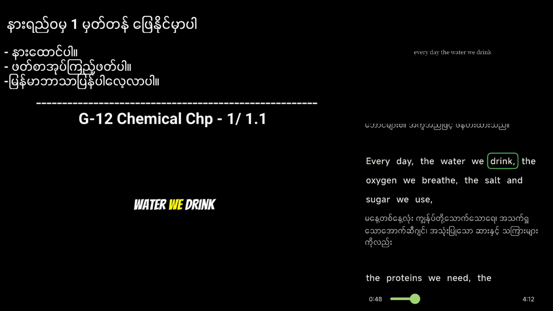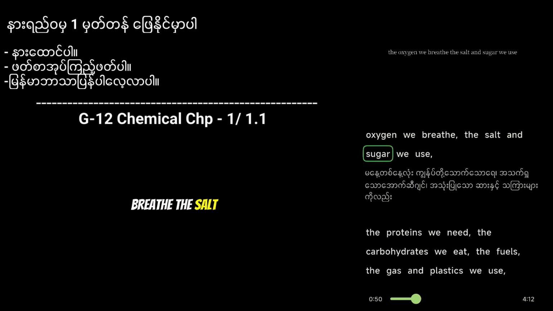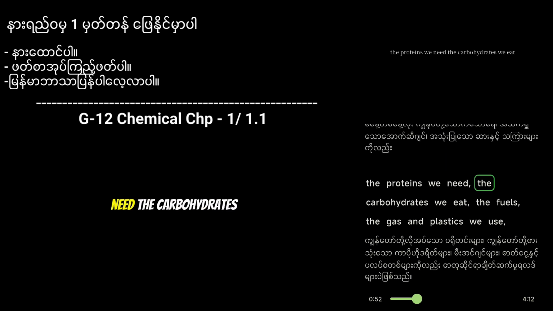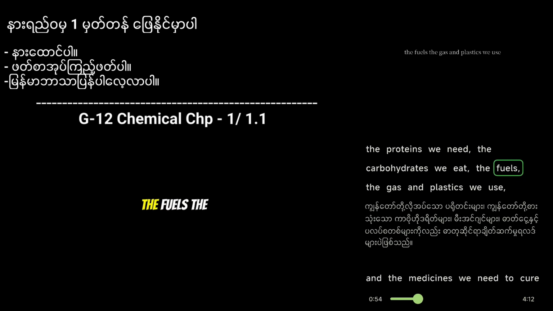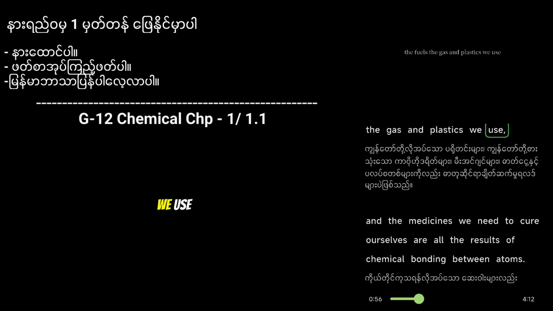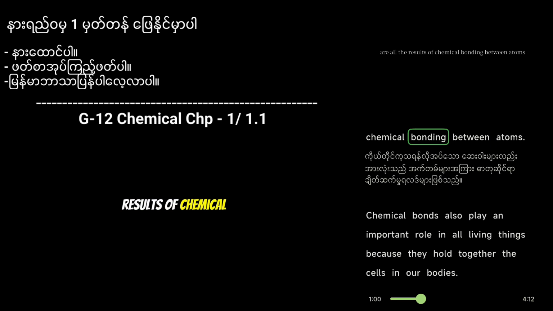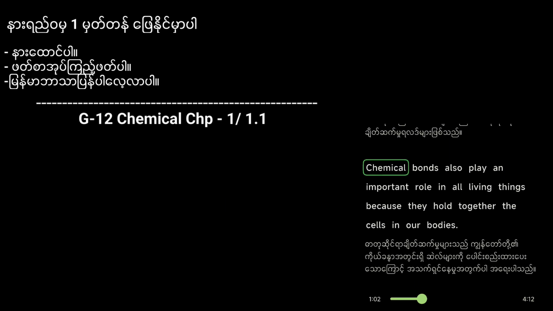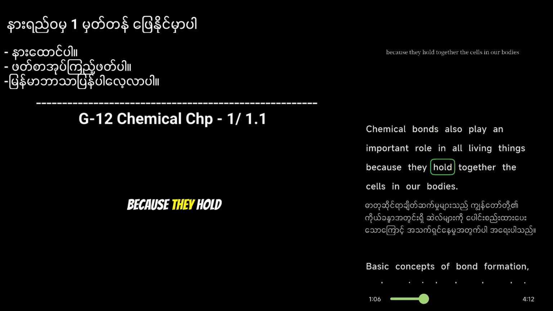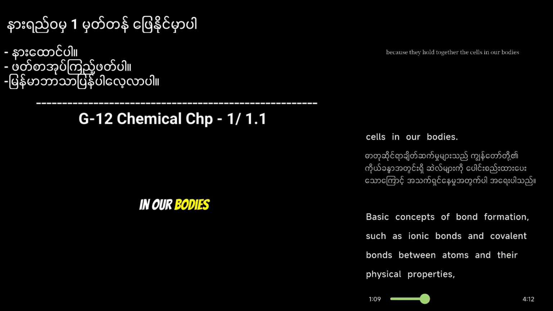Every day, the water we drink, the oxygen we breathe, the salt and sugar we use, the proteins we need, the carbohydrates we eat, the fuels, the gas and plastics we use, and the medicines we need to cure ourselves are all the results of chemical bonding between atoms. Chemical bonds also play an important role in all living things because they hold together the cells in our bodies.